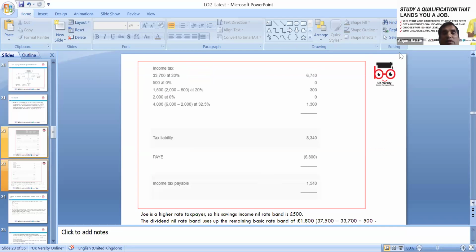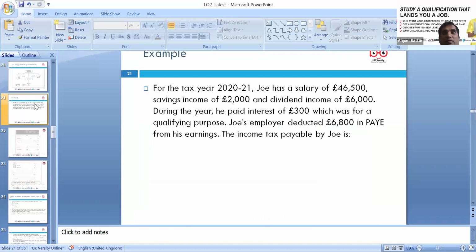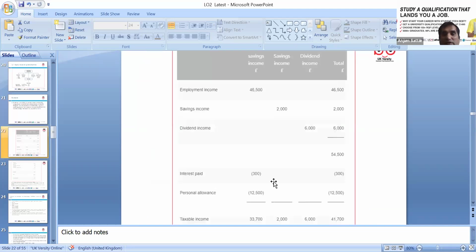Okay, so in that case the tax liability is 33,700 at 20%. Then 500 is zero. Why is the 500 zero? Because if we look there, the saving income, we can look at it. 46,500 minus, I'll show you all in a calculation in a minute.